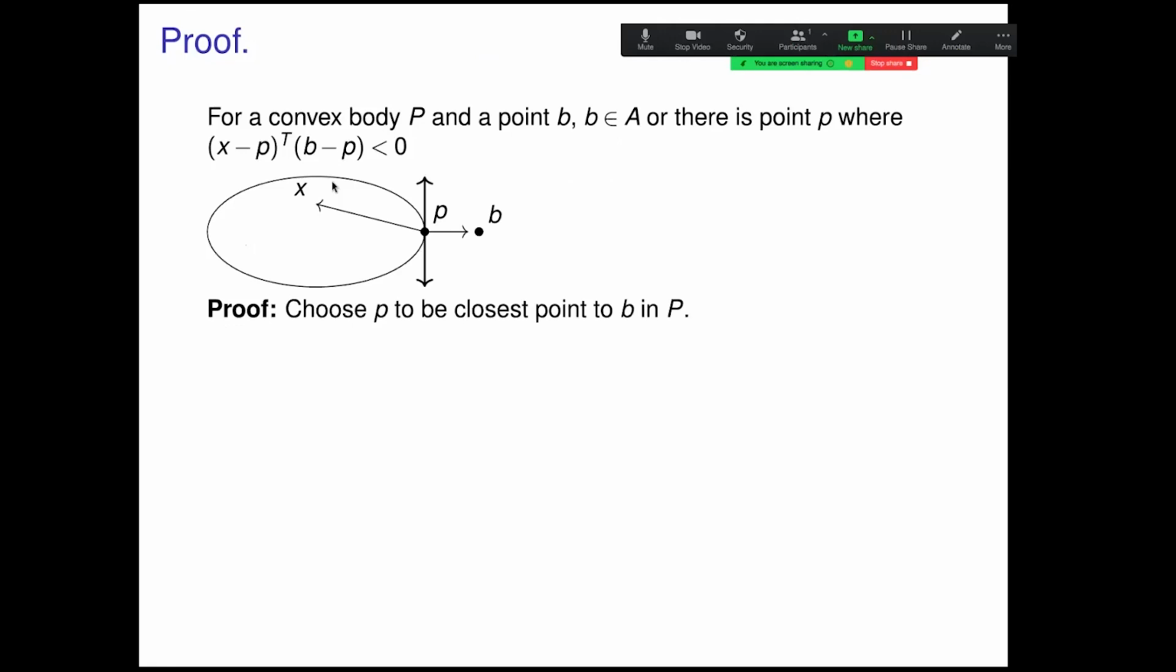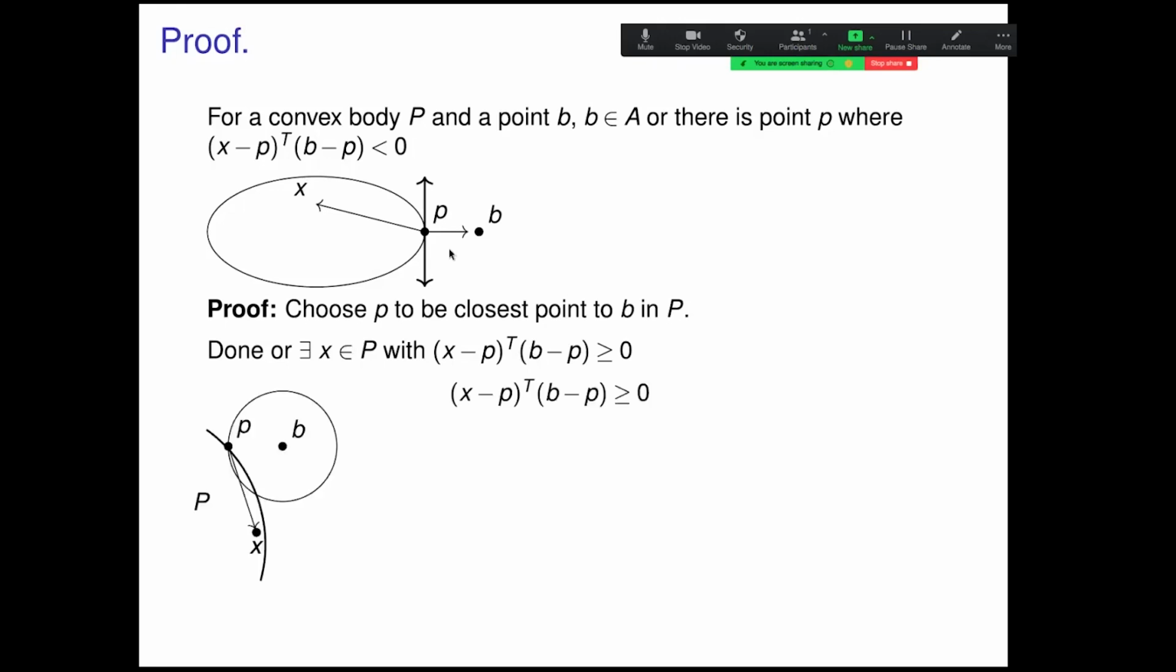We're going to choose P to be the closest point, okay? Now, how do I argue this is going to work? Now what's going to happen is the following. That's not quite a proof, but either it separates it, or there exists an x in A where (x minus P) transpose times (B minus P) is greater than 0. Okay? Now, why is that?